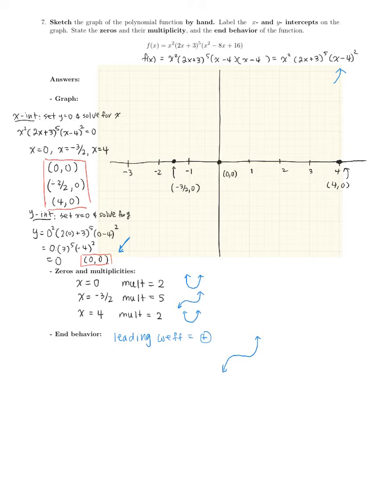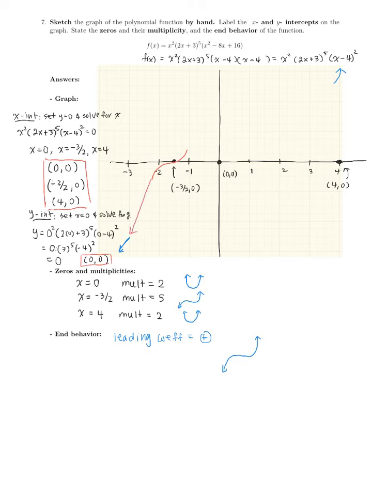Okay, so let me see, let's go in order. x equals negative 3 over 2, multiplicity is 5. So your graph is going to behave something like this at that point. Let me just draw this. Kind of like that. Okay, that mimics the fifth degree polynomial. All right, and then what? The tail end is going to go towards this way.